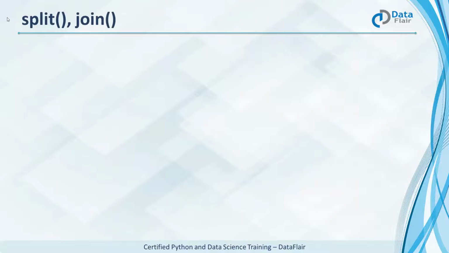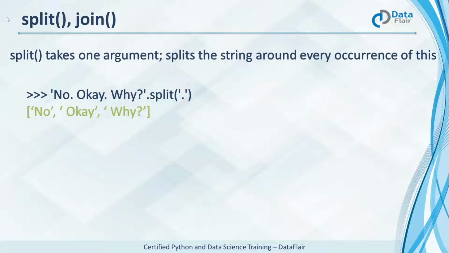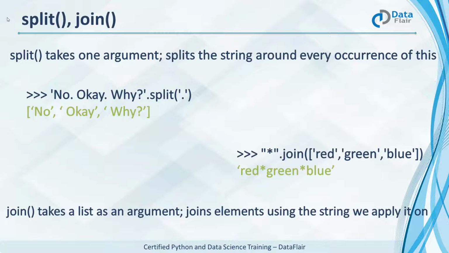Split and join. Split takes a string as argument and splits the string every time it runs into it in the string. This splits the string around full stops. So this gives us the words no, okay, and why with a question mark. Complementary to this, join joins values to form a string. To join the values, it uses the argument string. This joins the 3 values red, green, and blue with asterisks.